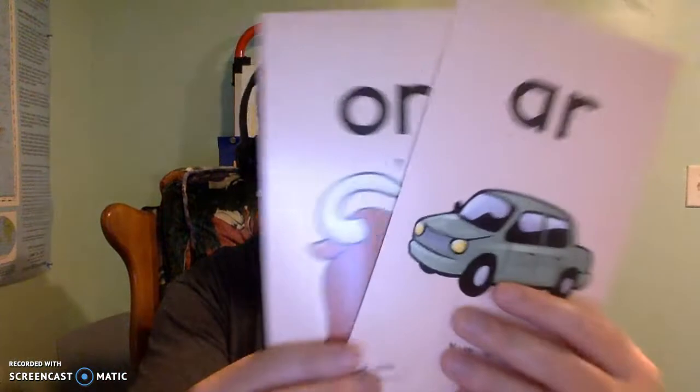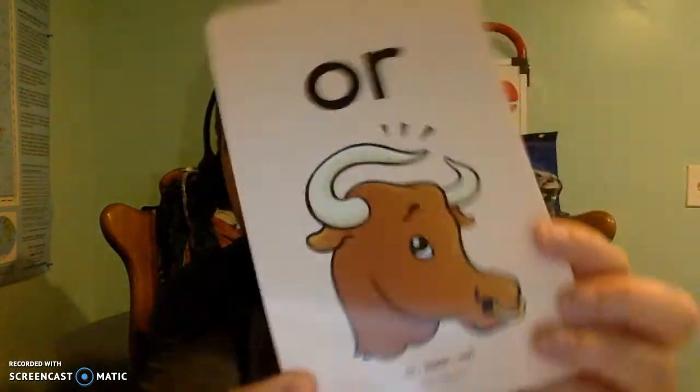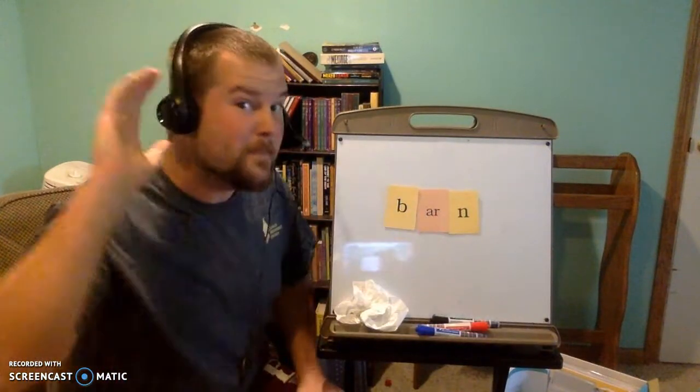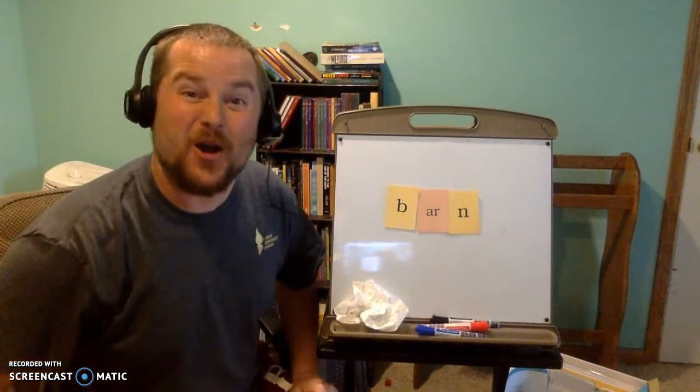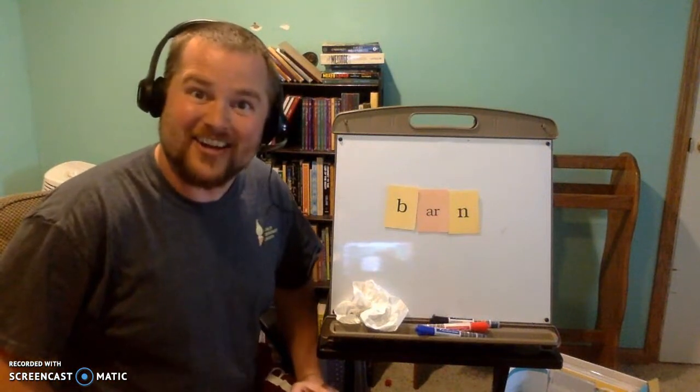Okay, last week we learned about R-controlled vowels. We did AR, car, R, and OR, horn, or. And we learned that they make new syllables too. Well, let's take a look at the syllables we learned last week first, shall we? Last week, we learned the word barn. And we have the AR car R right there.